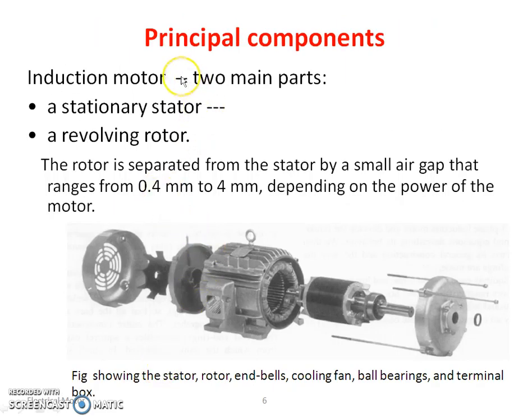Now the principal components. There are two basic components. This shows the construction of the motor, various parts of the motor. So you can see here there are two main components. One is the stator and second is the rotor. The rotor is separated from the stator by a very small air gap in the range of 0.4 mm to 4 mm, which depends on the power of the motor.